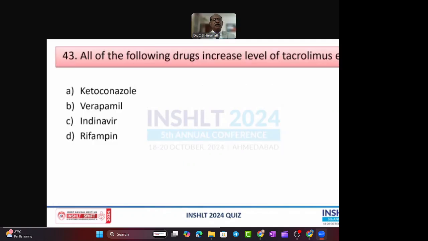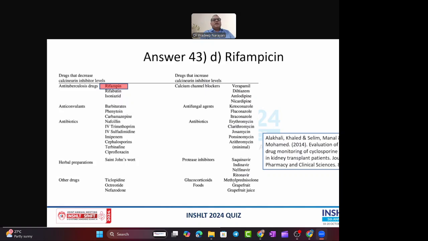Yeah, the next one is all of the following drugs increase the level of tacrolimus except. Yeah, so I think the answer here is again D, which is rifampicin, which actually decreases the level. And you have a list. You just have to learn this list of things that decrease and things that increase the calcineurin inhibitor levels. Yes, sir. Next slide, please.